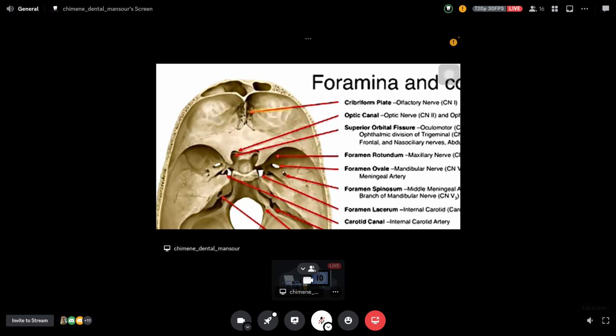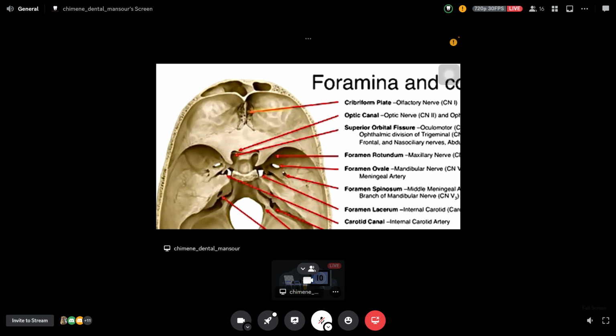Now for the ethmoid bone. This is an anterior view of the ethmoid bone. In front you have the plate, what I call the perpendicular plate, right?